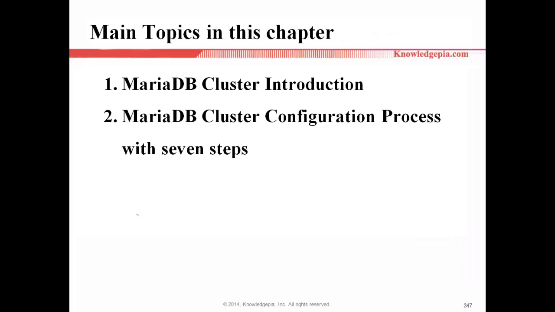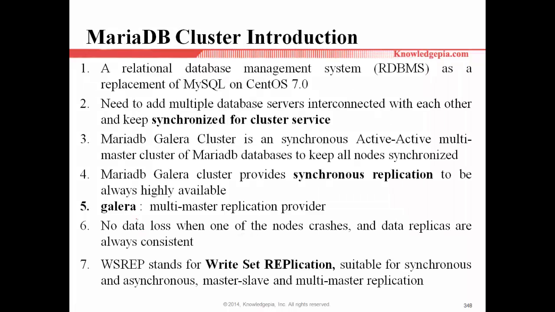Main topics in this chapter. This chapter will cover two topics: first, MariaDB cluster introduction, and second, MariaDB cluster configuration process with 7 steps. MariaDB cluster introduction: as you know, up to CentOS 6.5, we used MySQL as the main RDBMS, but in CentOS 7, MariaDB is the main relational database management system.